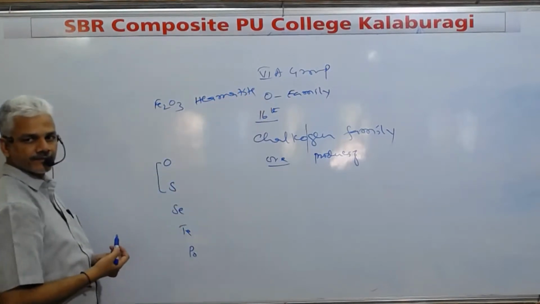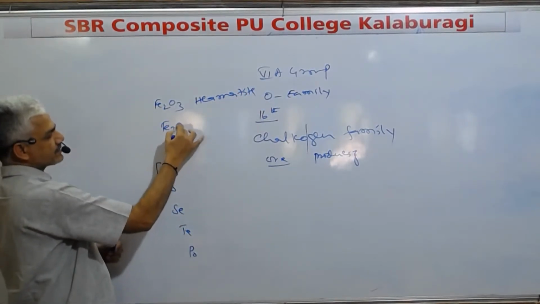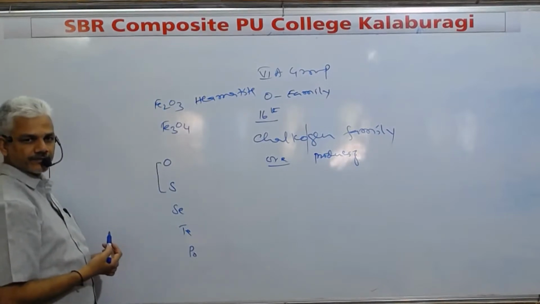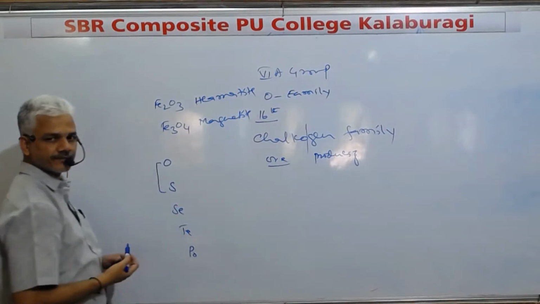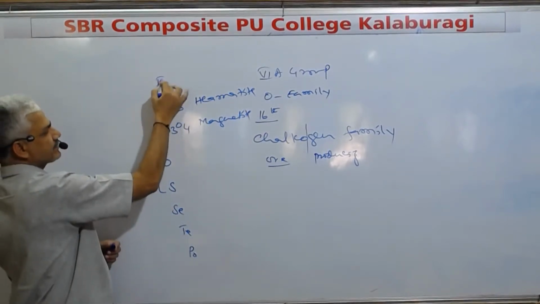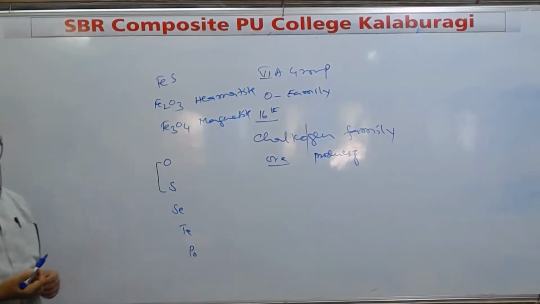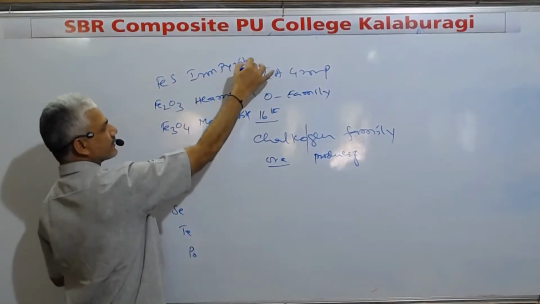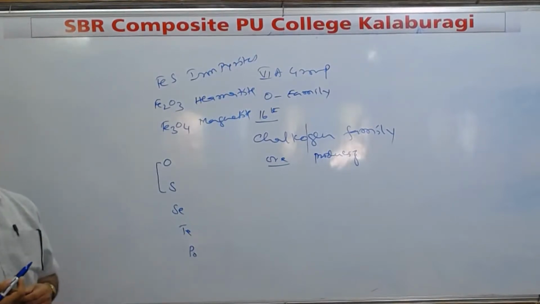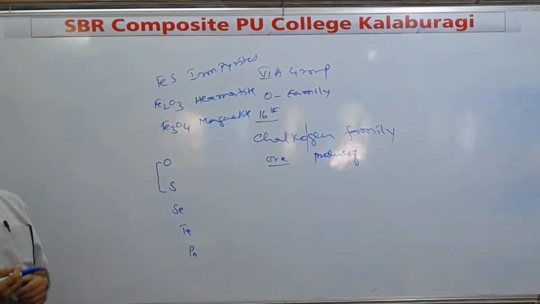Hematite. Another ore is Fe3O4. We call it magnetite. Another ore is FeS. We call it iron pyrites. Like that, you take any ore.